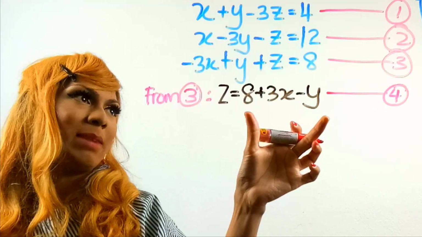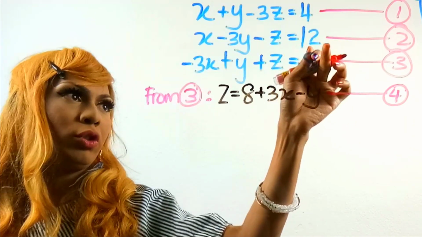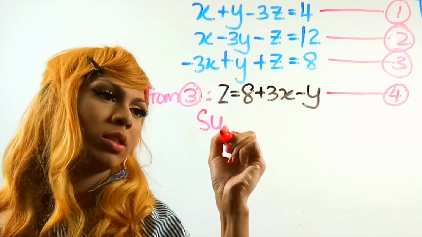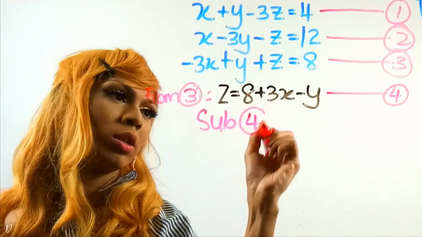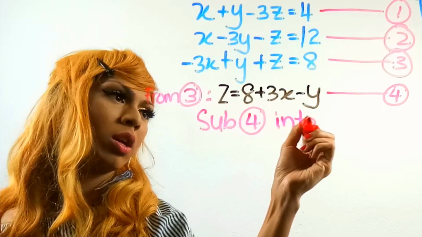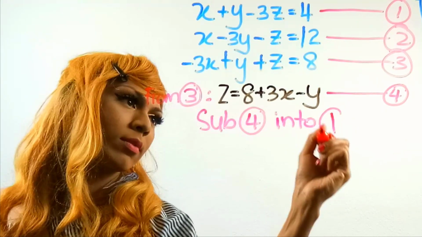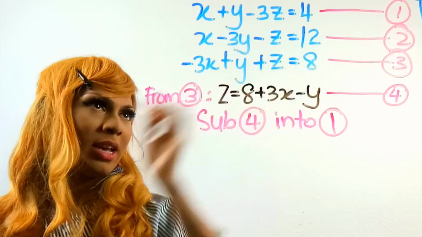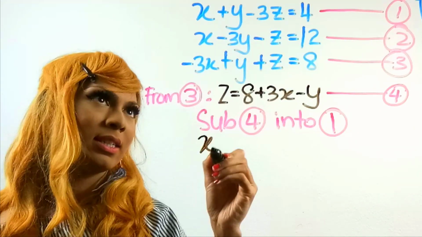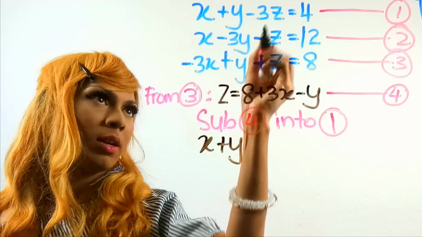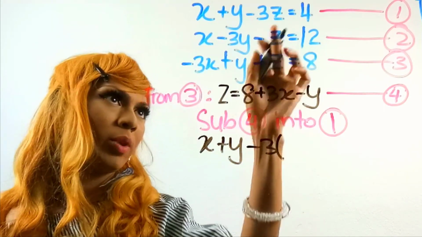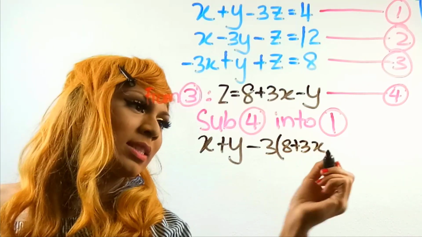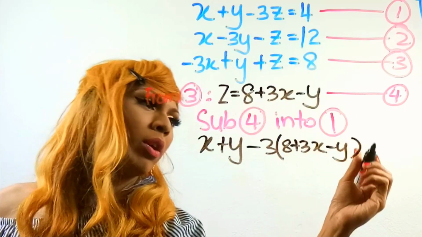So we want to take this, substitute into 1 and also 2. So 1 by 1, of course. So let's substitute this 4 into 1 first. So sub 4 into 1. Okay, so yes. When I substitute this into this, I will have x plus y minus 3z, so all this into this. So we'll have 8 plus 3x minus y equivalent to 4.